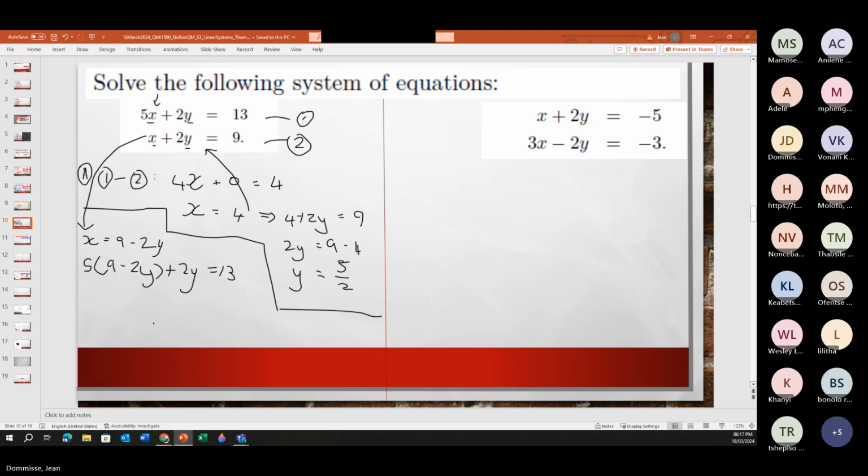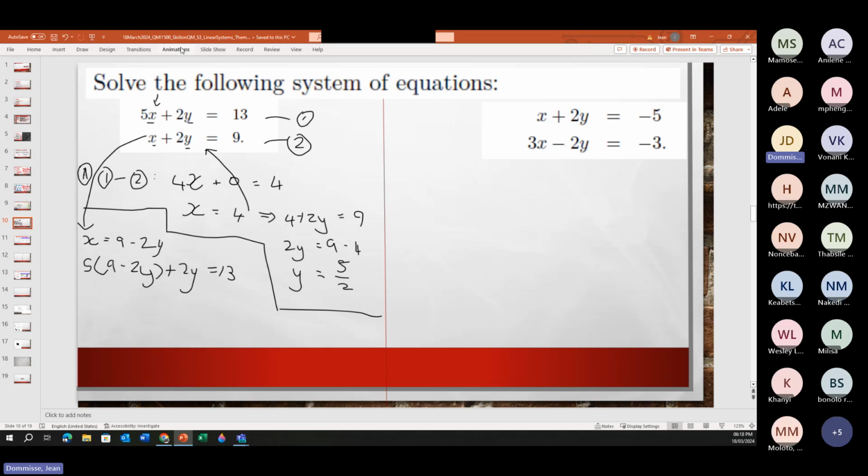Sorry, sir. I'm sorry to disturb you. Can I ask before you proceed? Yes, you can. No problem. At the top where you said equation 1 minus equation 2, where you said 4x plus 0 is equal to 4, were you not supposed to get x as 1, where you say 4 divided by 4, because we're looking for x?